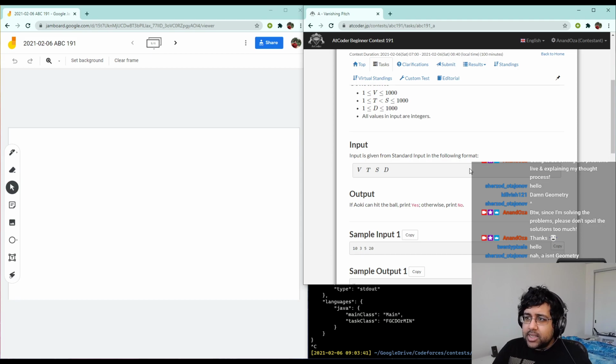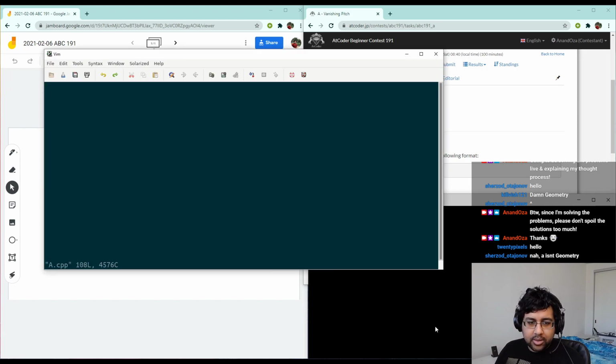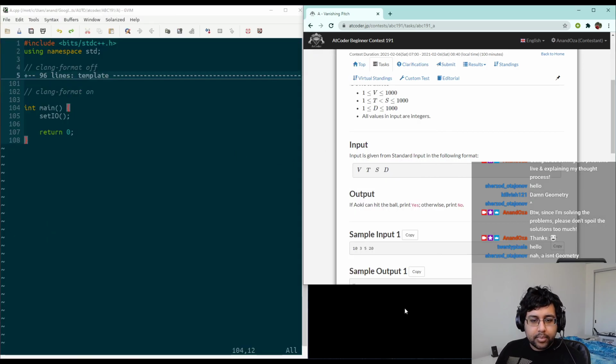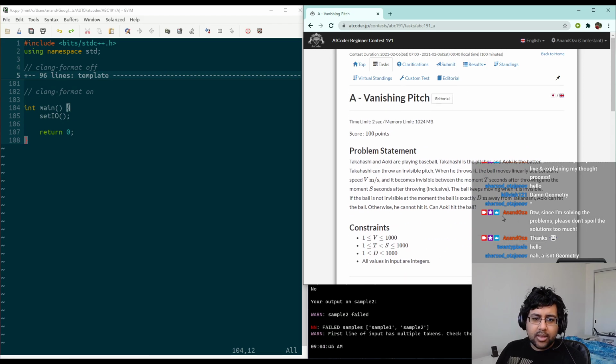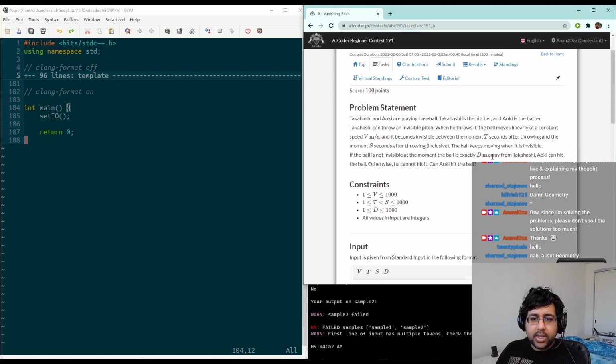This is actually harder for an AtCoder Beginner Contest A, but of course it's not too hard anyway. It's kind of just a relative thing. But yeah, this is definitely geometry, right? Because here the ball moves linearly. And there's a distance here in meters, so definitely keep that in mind.